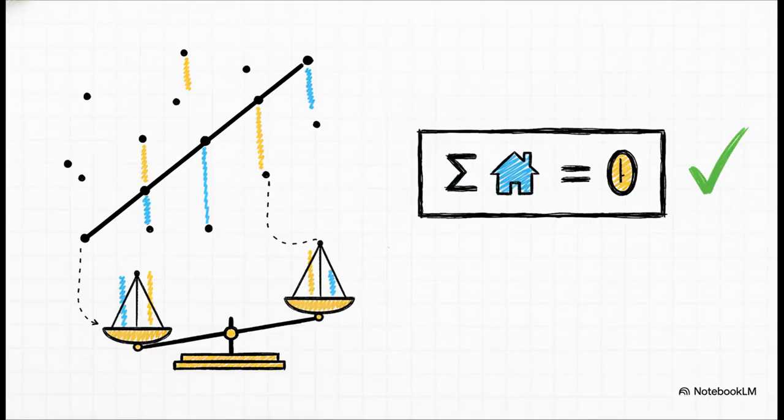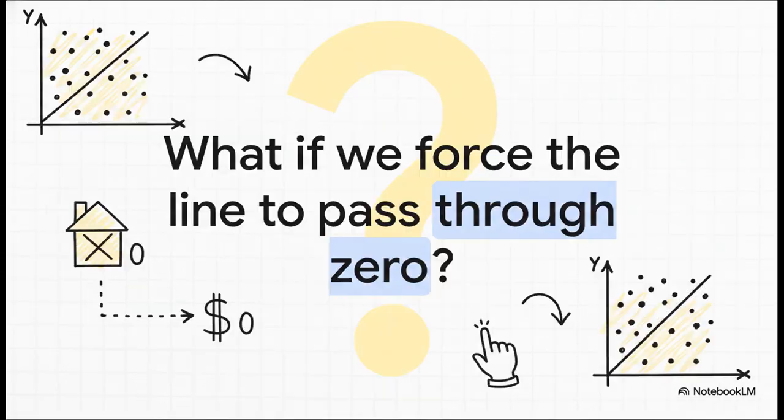So what's so special about this one best line? Well, it turns out it has a really neat property. All the mistakes where the line was too low, the positive errors, and all the mistakes where the line was too high, the negative errors, they perfectly cancel each other out. Their grand total is exactly zero. It's like the line is the pivot point of a seesaw, and it's found the perfect spot to balance all the data points.